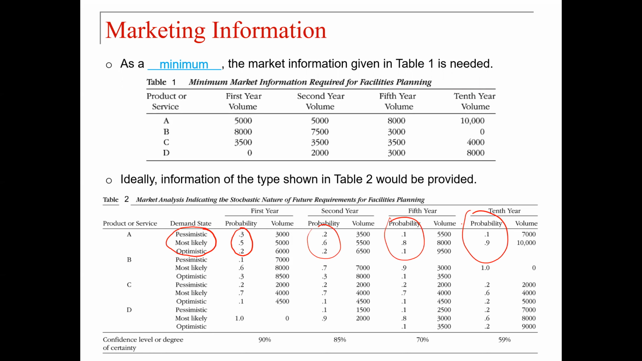And in that case, the pessimistic scenario is very low. The probability is very low, 10%. And the same information is presented for products and services B, C, and D.